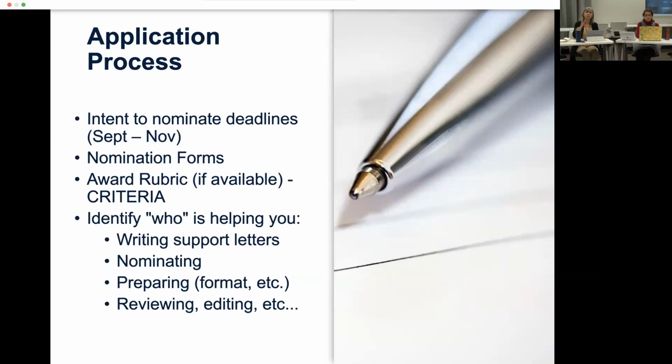There is an award rubric, so you always want to look at the rubrics or the criteria. West Coast calls it guidelines, because this will really be your step-by-step checkbox of everything that you need to do. It's really critical to identify who is helping you. So it's good to have either your head or a really trusted colleague, someone who's going to be your partner in putting these things together.